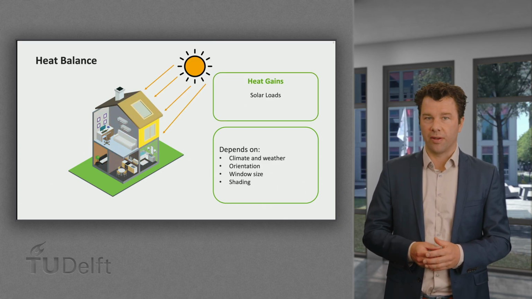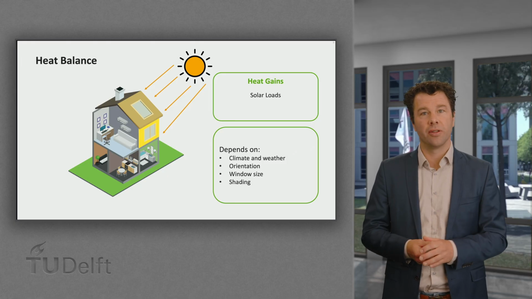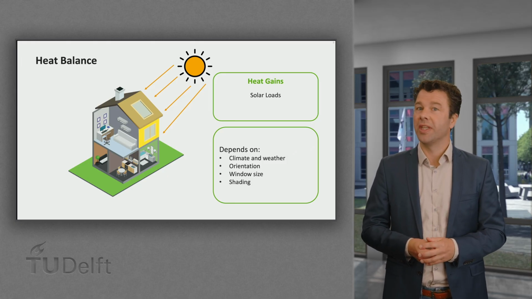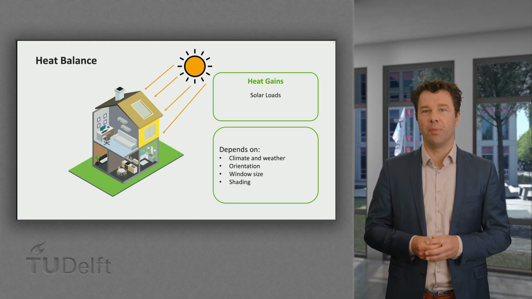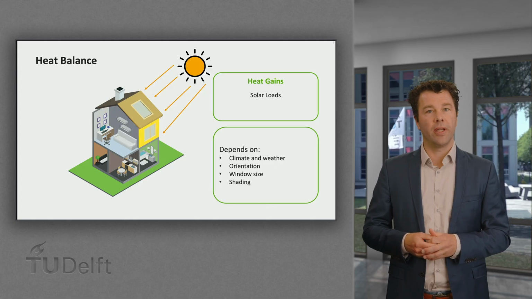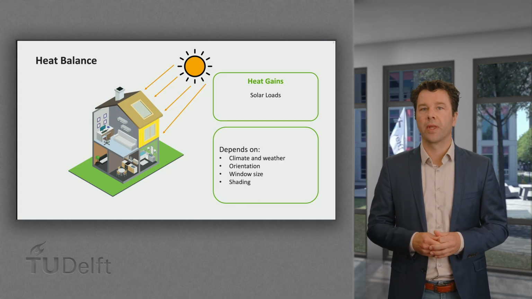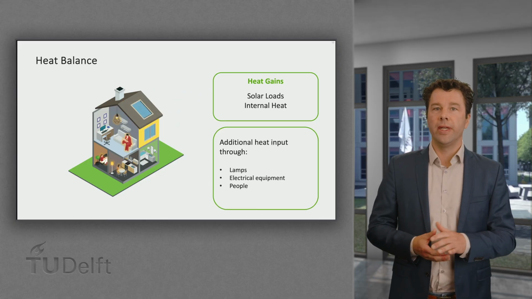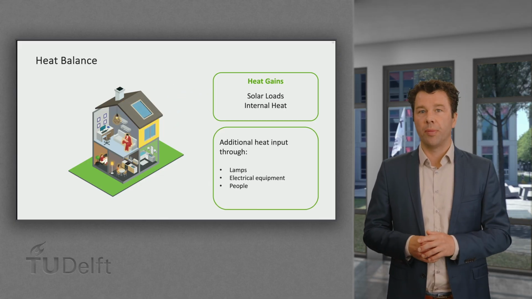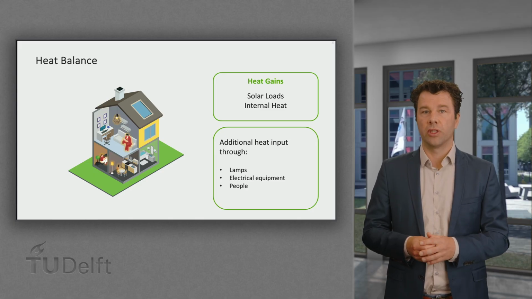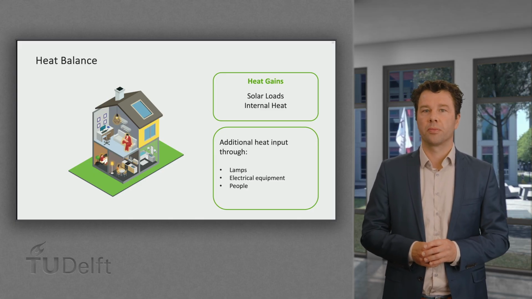On the positive side of the heat balance, there are also heat gains. The first is the sun. Heat is gained mainly through the windows, depending on the amount of solar radiation, the orientation and the size of the windows. There are also internal heat loads, for example electrical equipment in the house such as lamps, computers, etc. And of course, as you remember from the first lesson in this module, the people in the house.